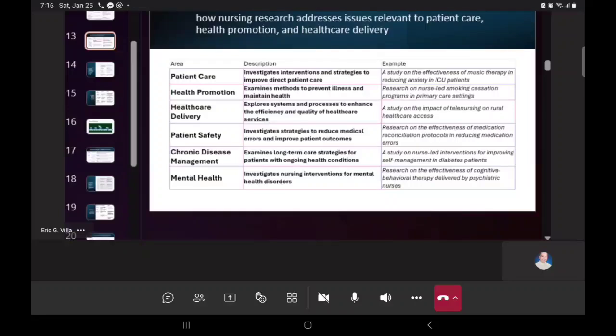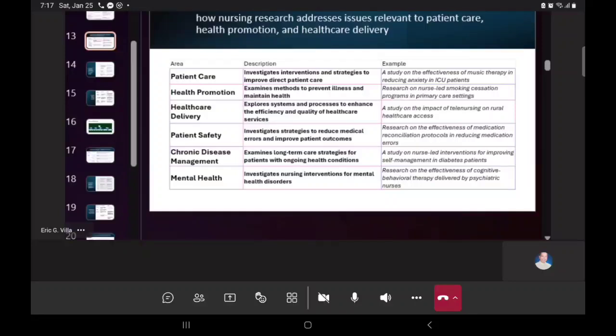Patient safety is a paramount concern in healthcare, and nursing research plays a vital role in this area. Research on the effectiveness of medication reconciliation protocols in reducing medication errors can lead to the implementation of safer practices across healthcare settings, directly impacting patients' outcomes and reducing adverse events.